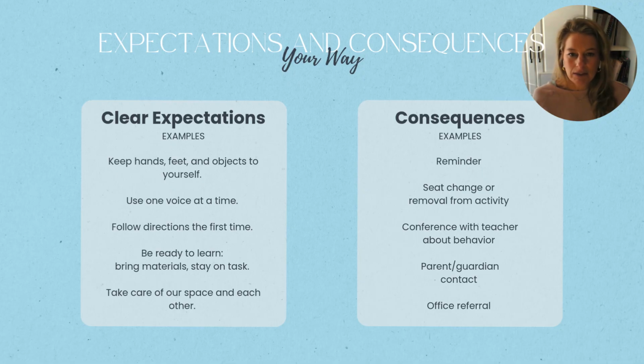Decide on 3 to 5 consequences that fit your discipline plan. Again, here are some examples. A reminder, a seat change or removal from an activity, conference about behavior, parent-guardian contact, office referral are all options, and there may be some other ones specific to your school. Pause here and come back when you've finished your 2 lists.